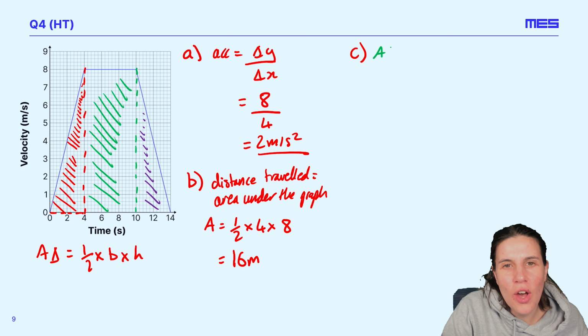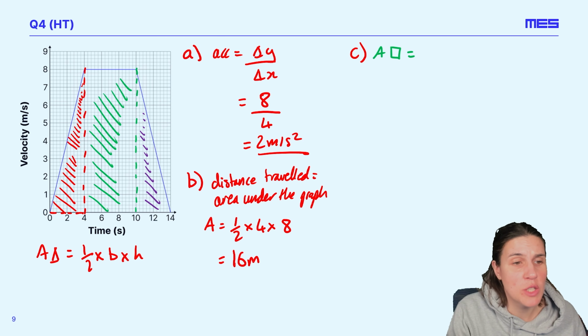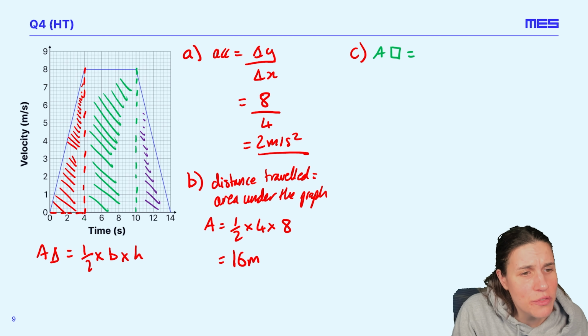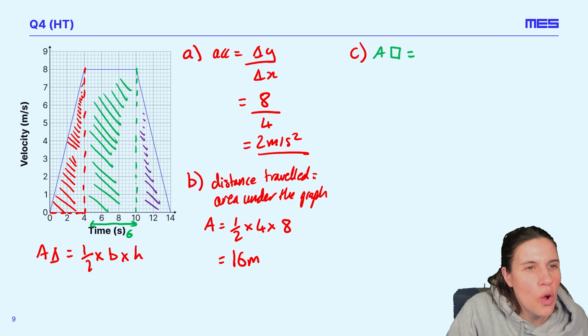So the area of the rectangle, now area of any rectangle is just the base multiplied by the height. So the base goes from 4 to 10. So this is going to be a length of 6. And it goes from 0 to 8. So that there is going to be a length of 8.